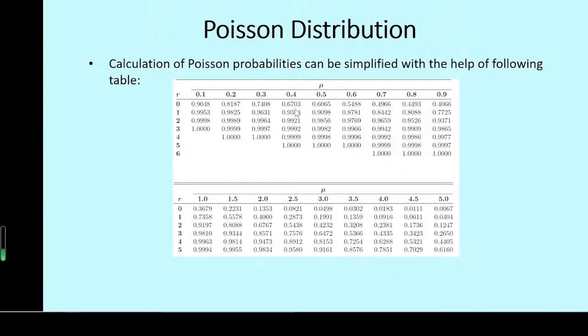For r equals 0, the probability is 0.6065. Then for 1, which means 0 plus 1, the cumulative probability up to 1 is 0.9098. If we take the difference between these two, it comes to about 0.30. This means the probability for 1 is 0.30. And so on. These are for different mean values, and you can calculate each probability for an individual number of r. Here r is the same as x in the previous page's formula.